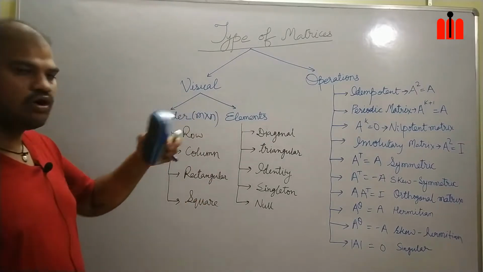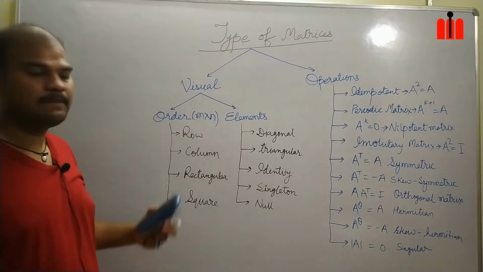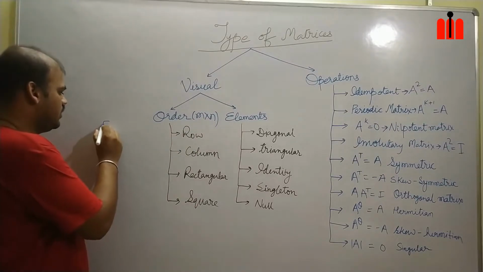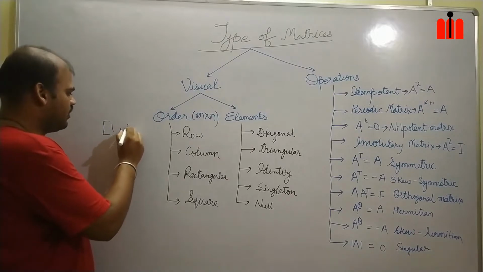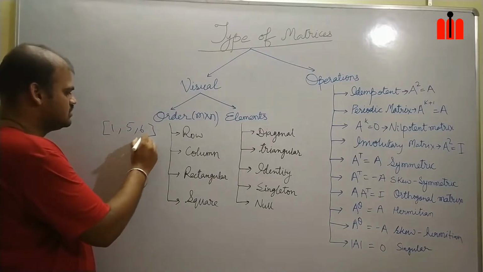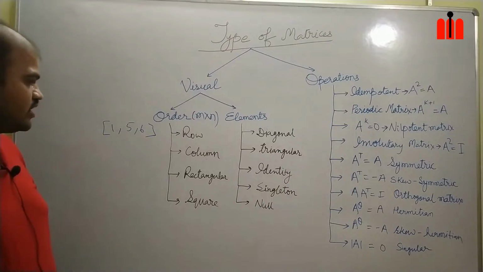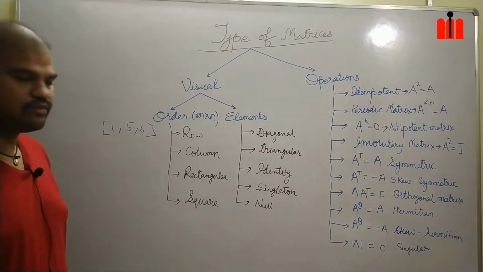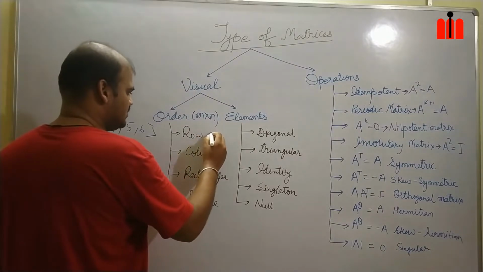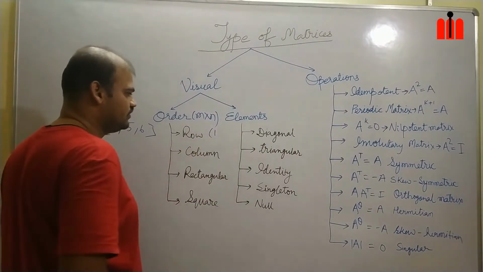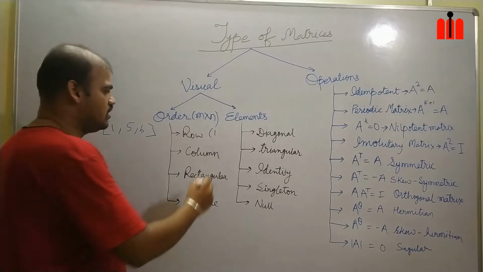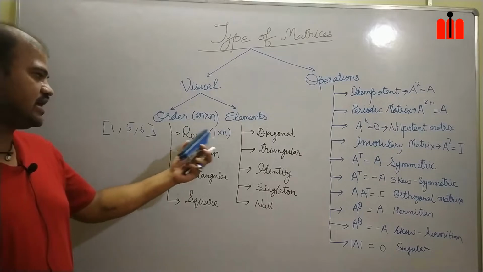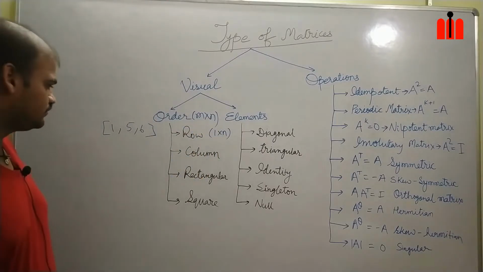By seeing the order itself, you should be able to tell which type of matrix it is. Suppose 1, 5, 6, such type of matrix. This is having one row itself, that's why it is known as the row matrix. So a row matrix is a matrix which is having number of rows as 1 and number of columns as n. So a 1 cross n type of matrix is known as a row matrix.